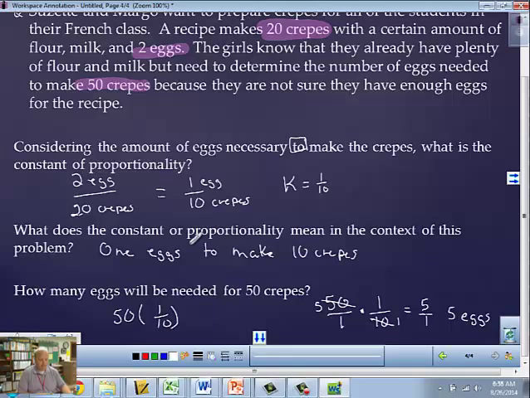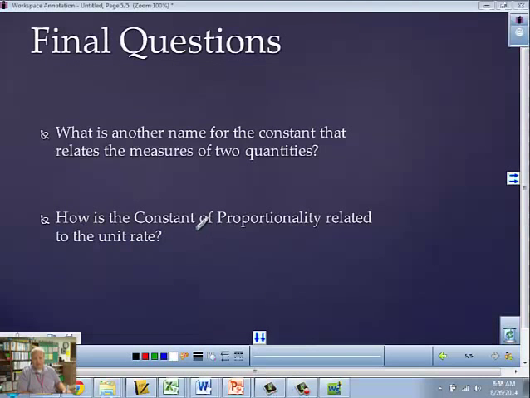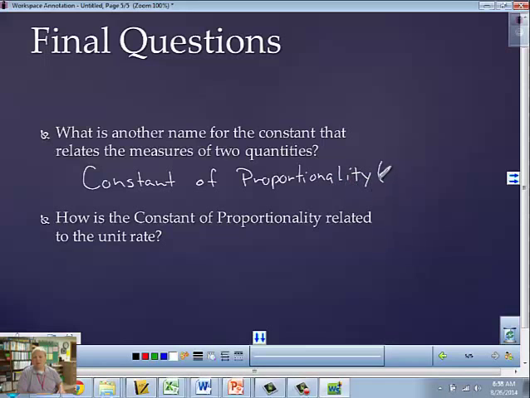Alright, let's look at the next slide. Okay, so I just have a couple final questions, just some final food for thought type questions. My first one is, what is another name for the constant that relates the measures of two quantities? Well, if we remember, it should be called the constant of proportionality. Okay, in my proportion, basically, what never changes? It's always going to be the same. Remember, we represent this as the letter K.